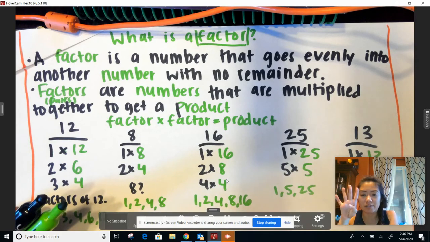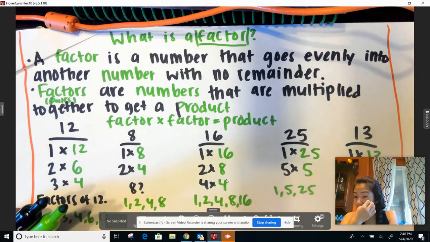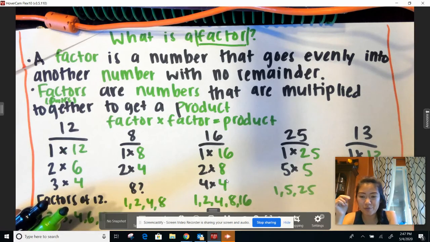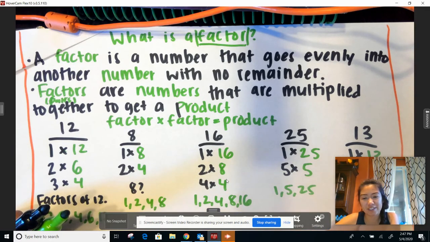How about 4? I have 4, 8, 12, 16. Can't go into 13. 5? 5, 10, 15. Nope. How about 6? 6, 12, 18. No. Uh-oh. 7, 7, 14. 8, 8, 16. No. 9, 9, 18. 10, 10, 20. 11, 11, 22. 12, 12, 24. 13, 1 and 13.